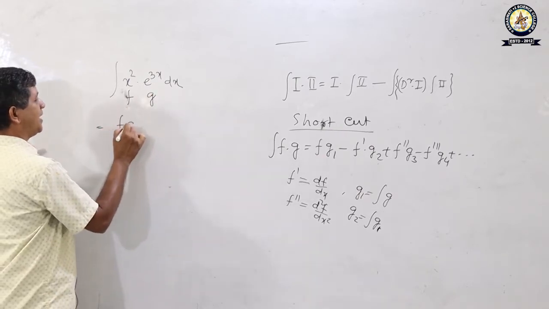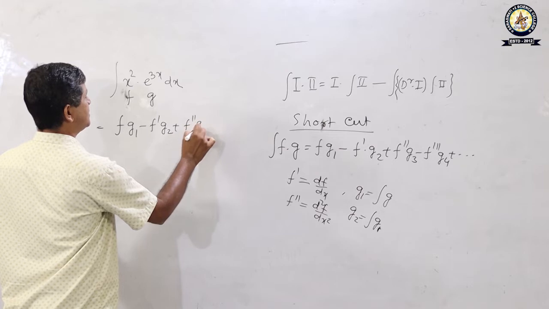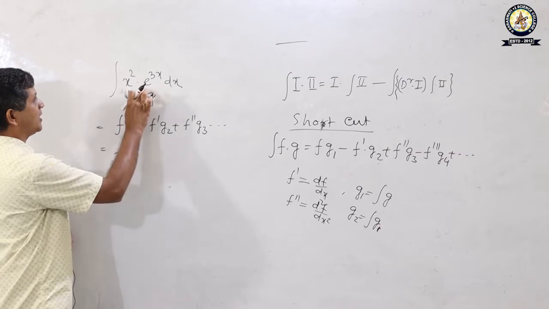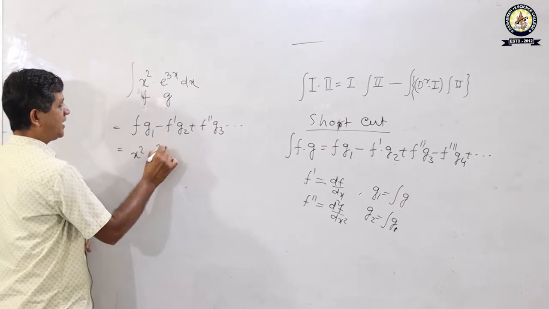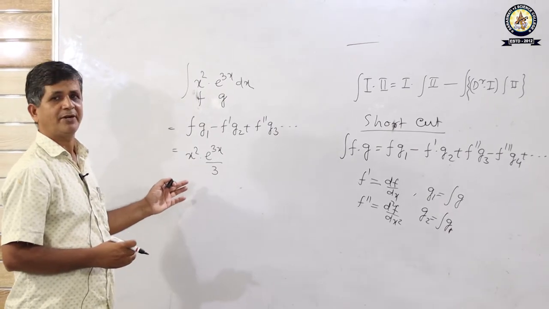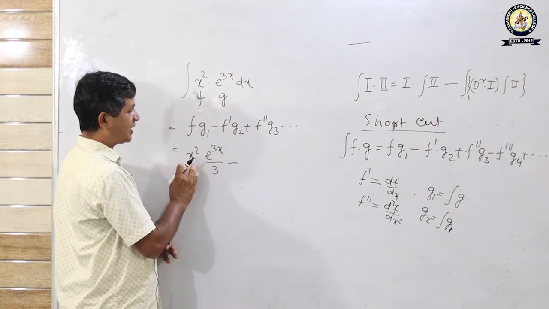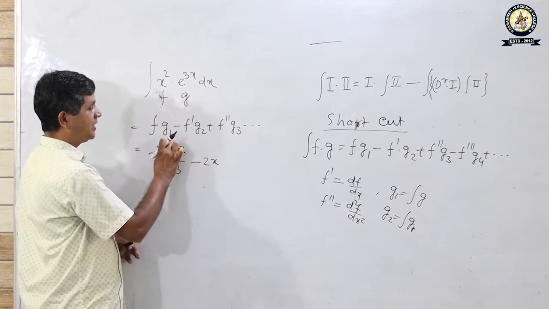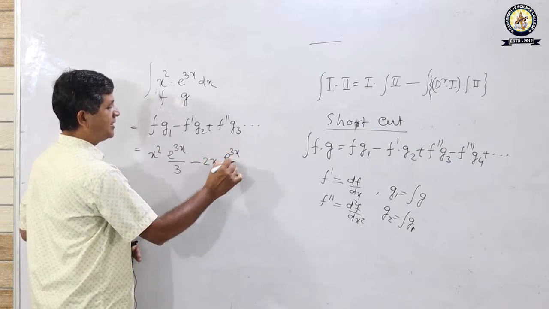Now the shortcut formula is f g1 minus f dash g2 plus f double dash g3 and so on. F is x square into g1, which means the integration of e to the power 3x. What is its integration? E to the power 3x by 3. E to the power alpha x integration is e to the power alpha x by alpha. Minus the derivative of f. F is x square, its derivative is 2x, and g2 means another integration of g1, so e to the power 3x by 3 square.